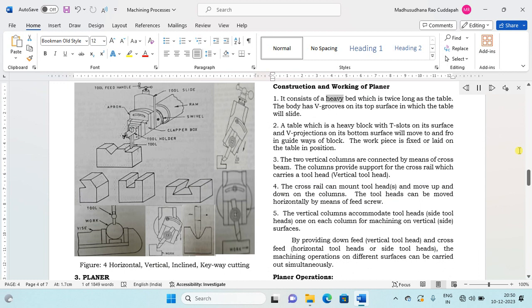1. It consists of a heavy bed which is twice as long as the table. The bed has V-grooves on its top surface in which the table will slide. 2.